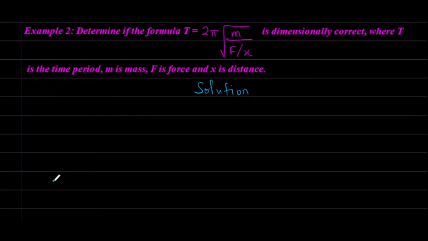So in this second example, it says determine if the formula T is equals to 2 pi square root of m over f over x is dimensionally correct, where T is the time period, m is mass, f is force, and x is distance. How do we go about this?